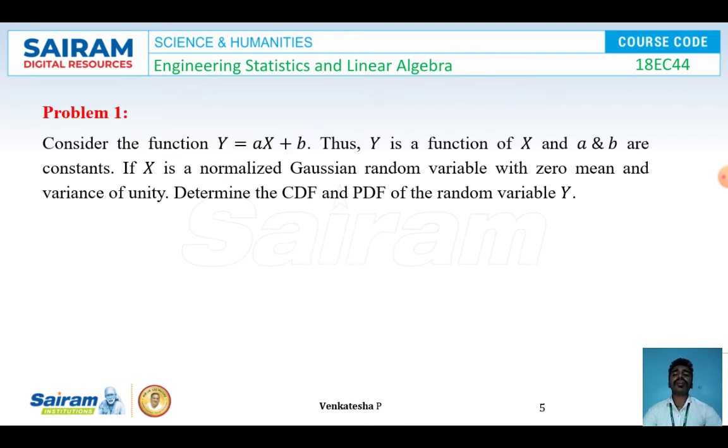So now we will discuss some problems based on the function of a single random variable. Problem number 1: consider the function y is equal to ax plus b. Thus y is a function of x, and a and b are constants here. If x is a normal Gaussian random variable with zero mean and variance of unity, find the CDF and PDF of the random variable y. Also, we will represent the random variable y in terms of a Gaussian random variable by using the CDF as well as PDF expressions.